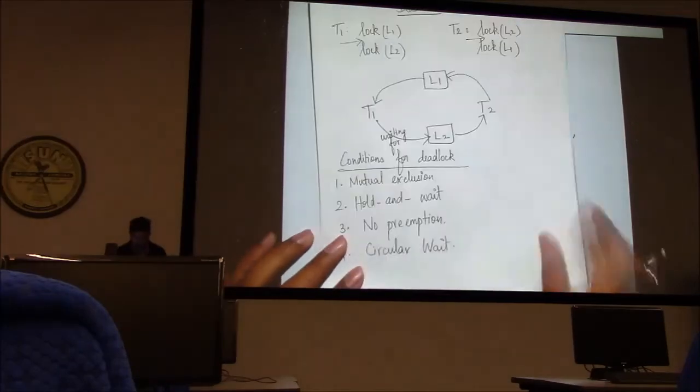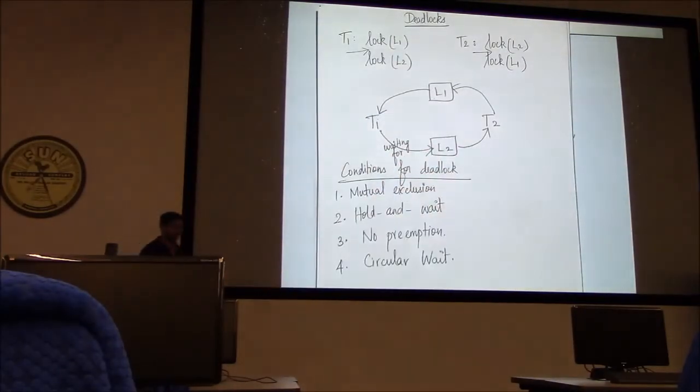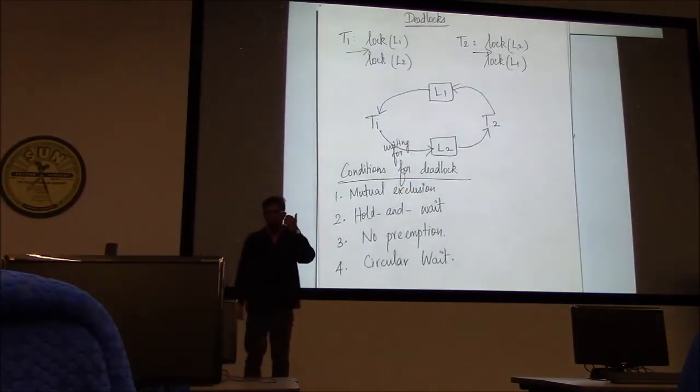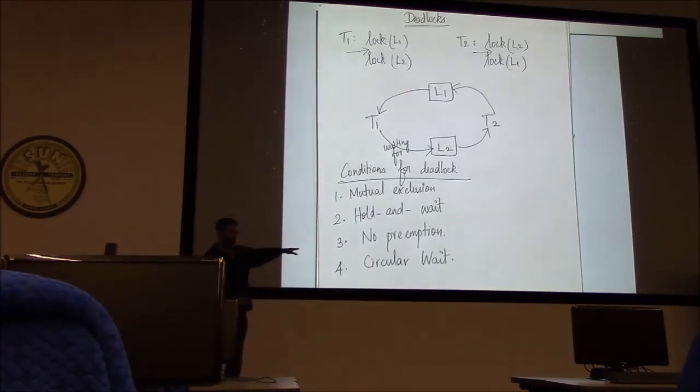Then the third condition is no preemption. By no preemption here, we mean even though thread 1 has acquired the lock L1 and is not able to acquire the lock L2, there is no way for us to preempt. Thread 1 will not release the lock L1 just because it is not able to acquire the lock L2. It will just hold on to it until it can get the other lock. But there is no way that it can do so, and so no preemption is also a necessary condition for a deadlock to happen.